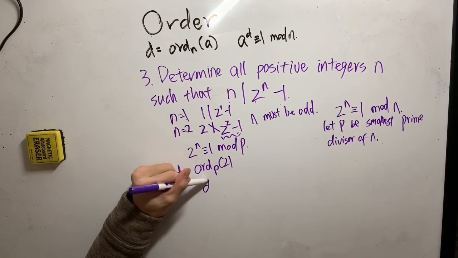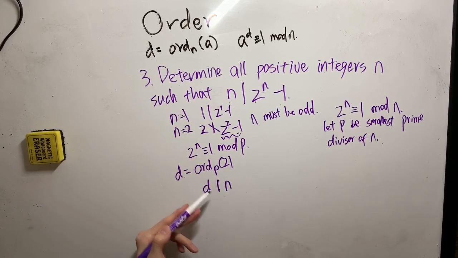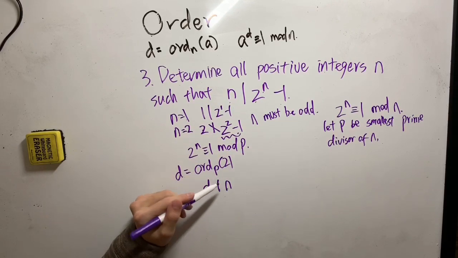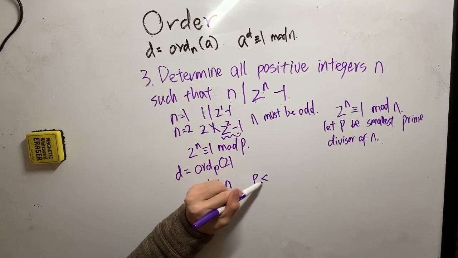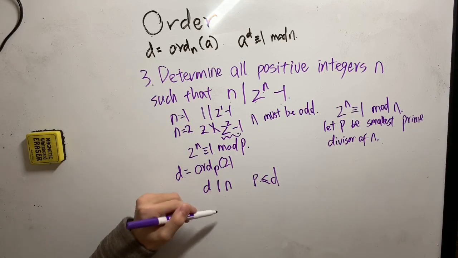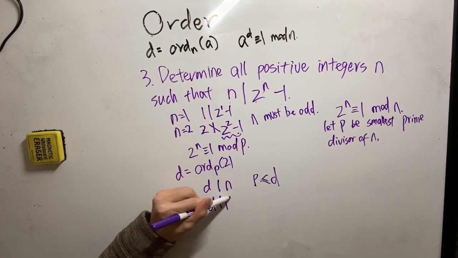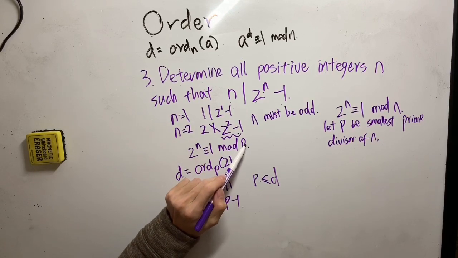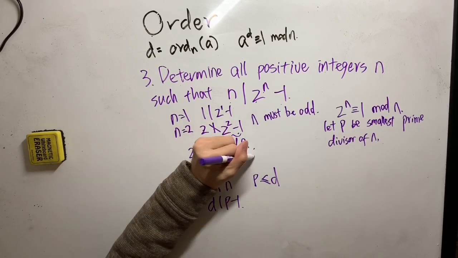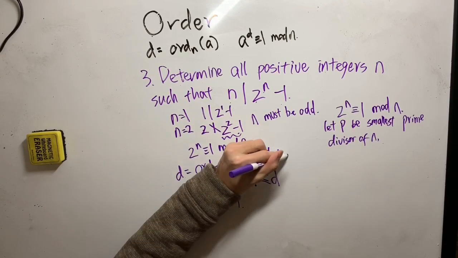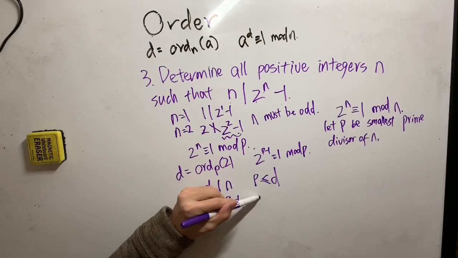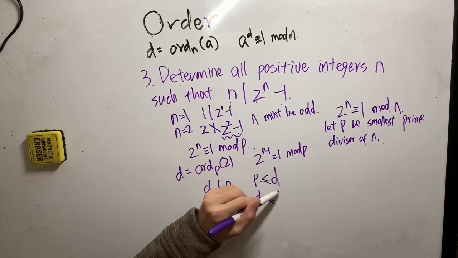First, d divides n. Why is that? Because of the definition. So d divides n, this means that p is less than or equal to d, because p is the smallest prime divisor of n. Next, d divides p minus 1, because p is a prime number. Therefore, we have Fermat's little theorem that 2 to the p minus 1 is congruent to 1 mod p. Thus, d is less than or equal to p minus 1.